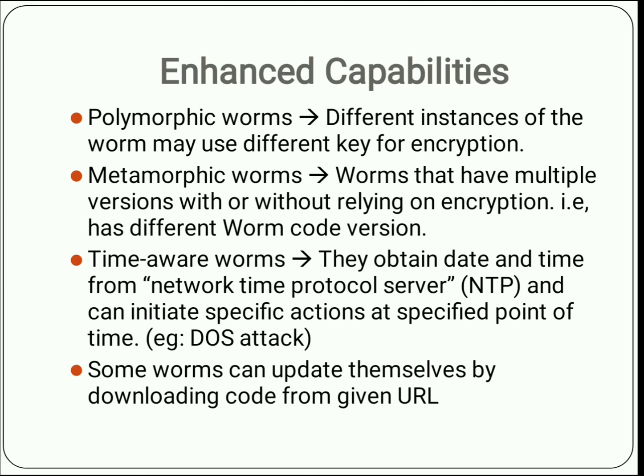Then the third type is the time-aware worm. It will obtain the date and time from a network time protocol server, that is NTP, and perform specific actions at the specific time provided by the NTP. For example, a DoS attack occurs in such a way. There are also other types of worms that can update themselves by downloading code from a given URL. So these are the capabilities of the worms.